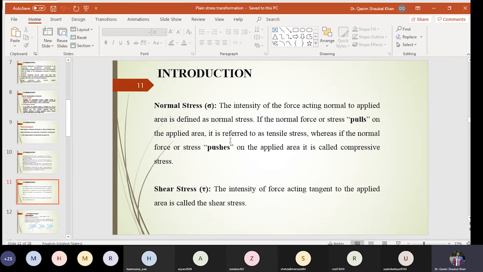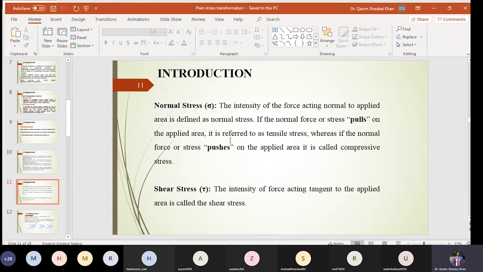If the normal force or stress applies the pull on the applied area, it is referred to as the tensile stress. Whereas if the normal force or the stress pushes on the applied area, it is referred to as the compressive stress. Is this clear? So normal stresses, they can be either tensile or compressive. Tensile normal stresses are basically produced by the tensile normal forces. Compressive normal stresses are produced by the compressive normal forces.